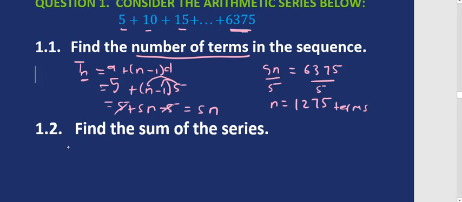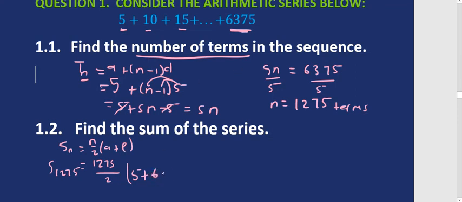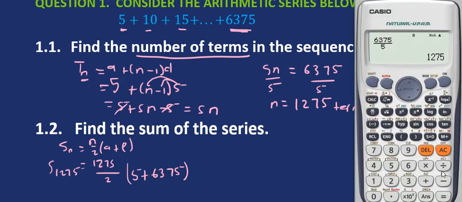Finding the sum, that means we need to use our Sn formulas. We can actually use the easier one, because we've got a, the first term, and we've also got l, the last term. So we can use the much easier formula. Okay, we know n. We know the number of terms is 1,275. Our first term is 5, and our last term is 6,375.